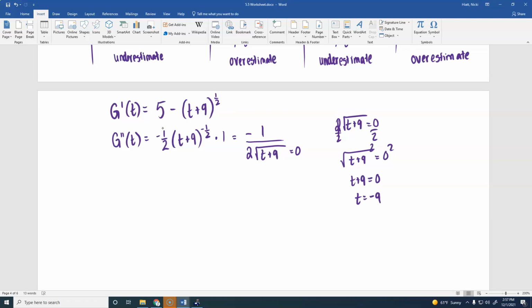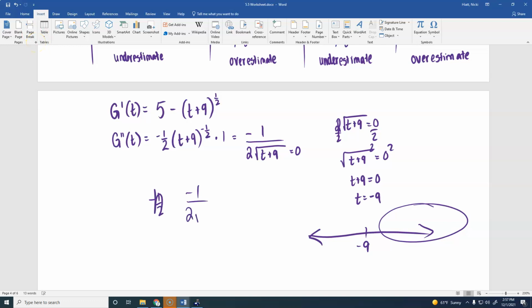So you can still make a sign line if you want and use negative 9, but what we're asked about is 0 to 35. So it's really whatever sign we have over here is going to be the sign that we see for that second derivative. So if you plug in 0, then you get negative 1/2, or let's use this. So we get negative 1 over 2 times the square root of 9, which would be negative 1/6, so you get a negative here.